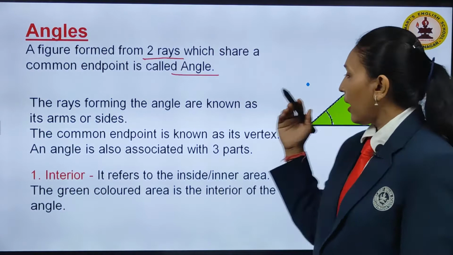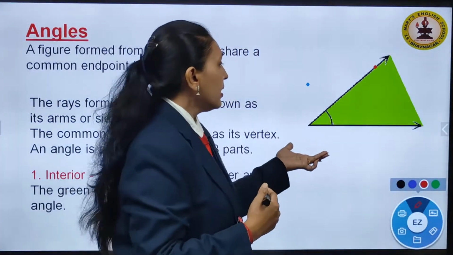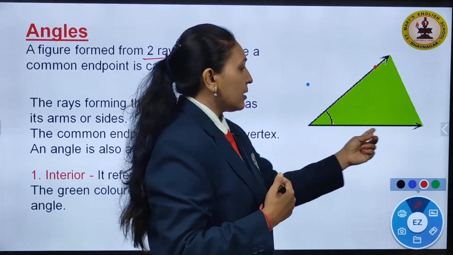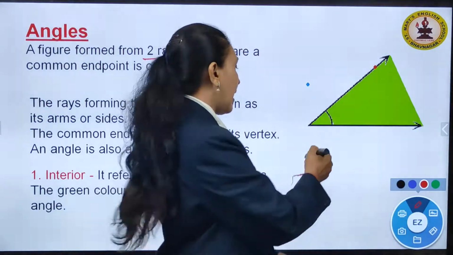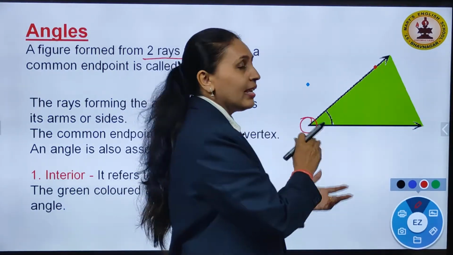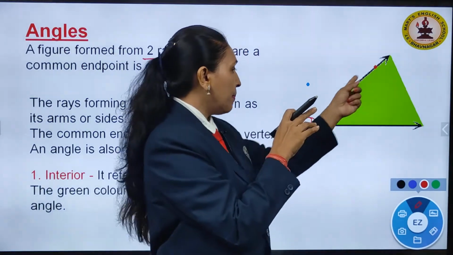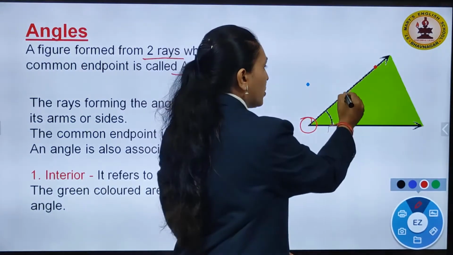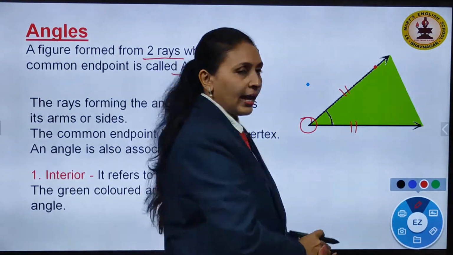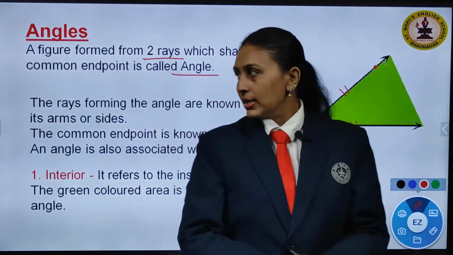Children, you can see here I have given a figure. These are the two rays. When we join these two rays and they have a common endpoint, they form an angle, right? You can see the black lines here, and these two rays are called the arms of the angle, right? So let us see what is the next.